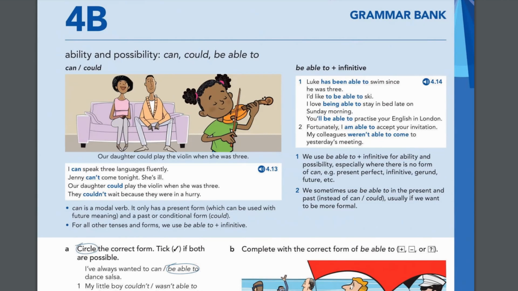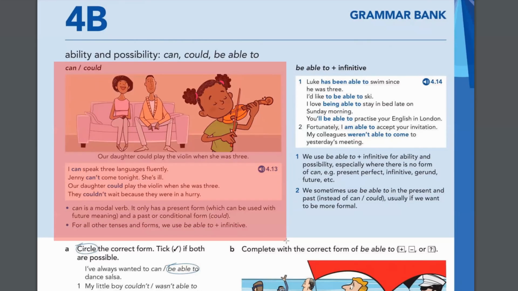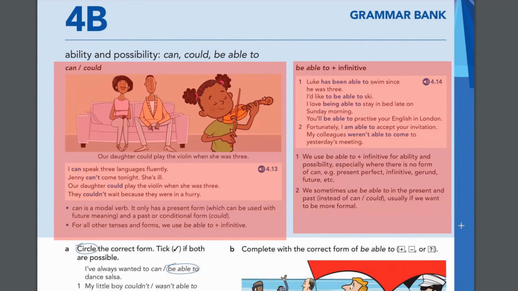Okay, here we've got two main sections, right? We can divide this into two. The first section is about can and could, and the second section is be able to. Quite a small topic.